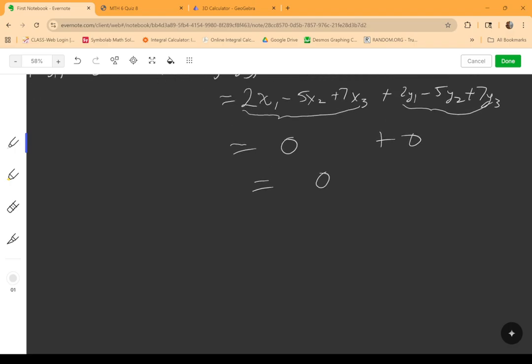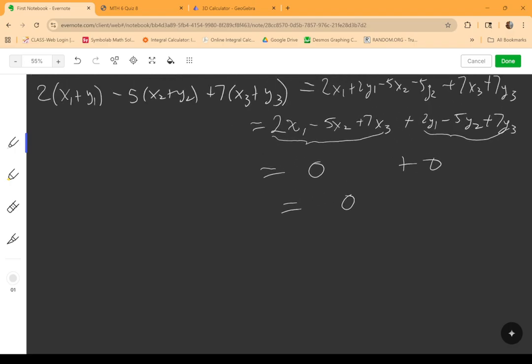So we have shown here that x plus y is also in W. So it is closed under addition. Any vectors that are in W, adding them together will also be in W as well. Okay, so now let's look at scalar closure.